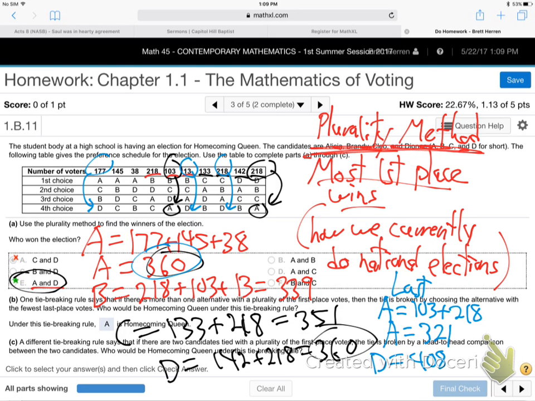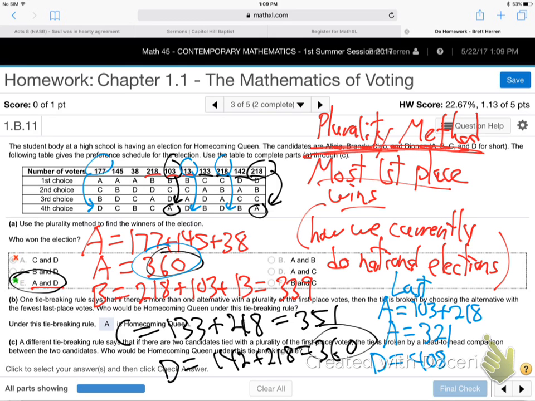A different tie-breaking rule says that there are two candidates that are tied, and the tie is broken by a head-to-head comparison between the two candidates. Who would be homecoming queen under this tie-breaking rule? Okay. Do you get what they're talking about? So they're giving us two different systems for breaking the tie. That's what this chapter is all about. What's the fairest? What's the best way to determine things? So one way is to say who has the fewest last place. Another way is to say, hey, just let the other candidates drop out.